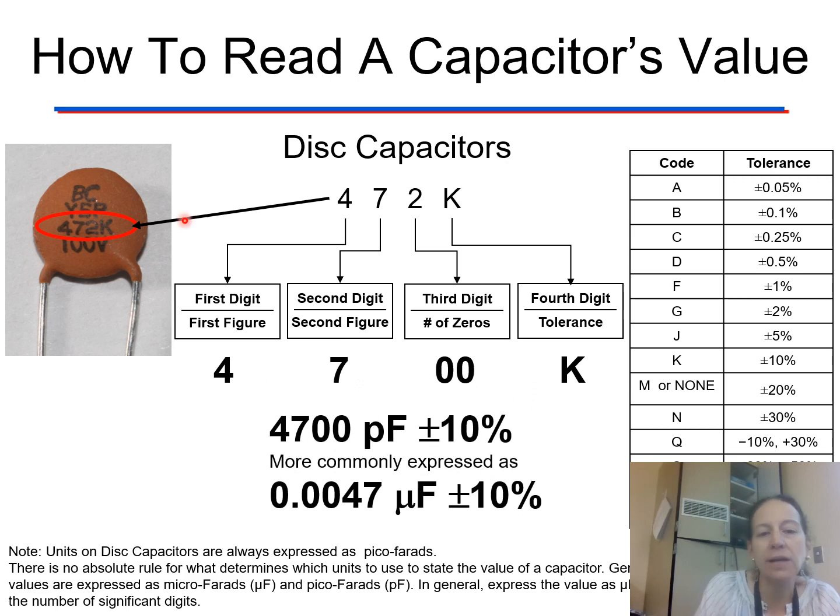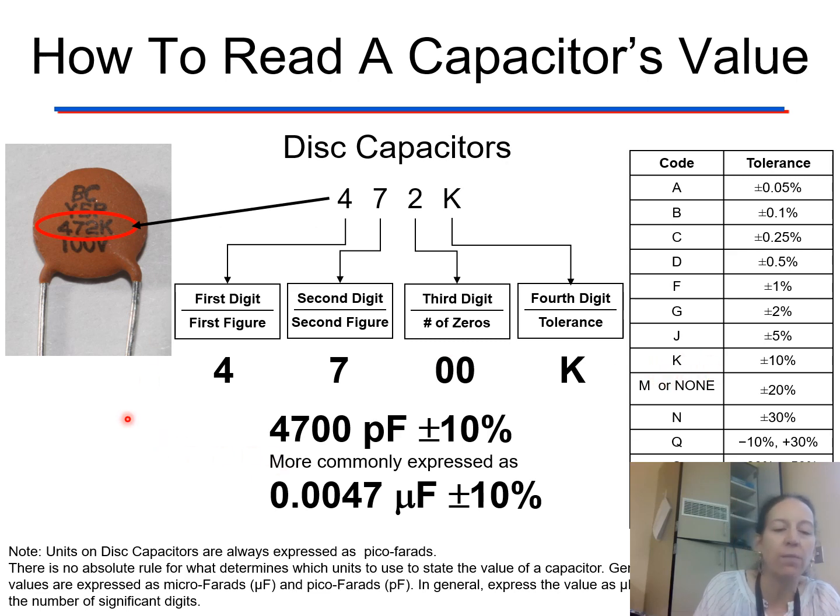Disc capacitors have a code. So we have 472K. All right. The first digit is the first figure, second digit the second figure, third digit is the number of zeros. So it's like that multiplier. So we have 2 zeros, so 47, and then followed by 2 zeros. And then the fourth digit gives you your tolerance, which would be plus or minus 10%. So you have to know the code.